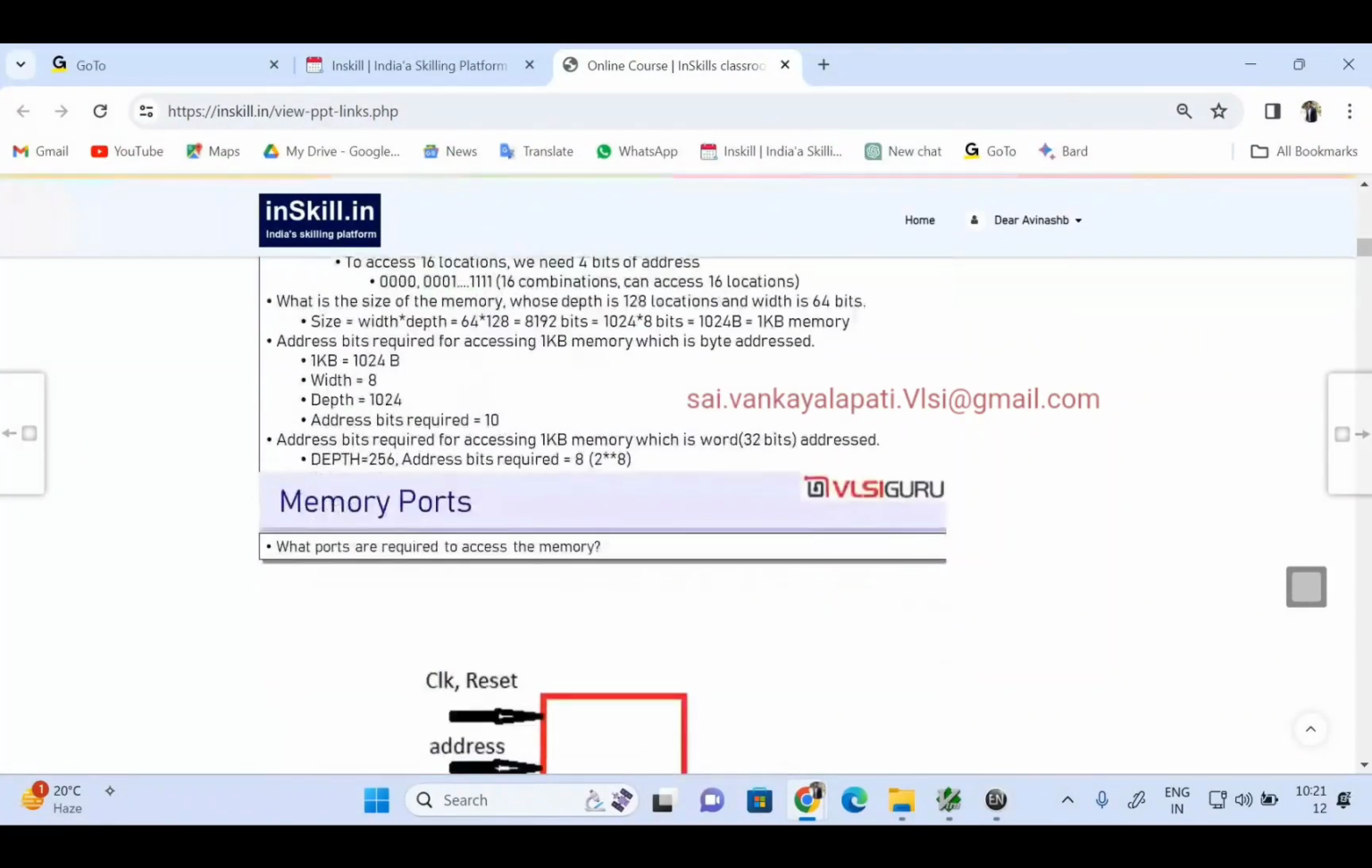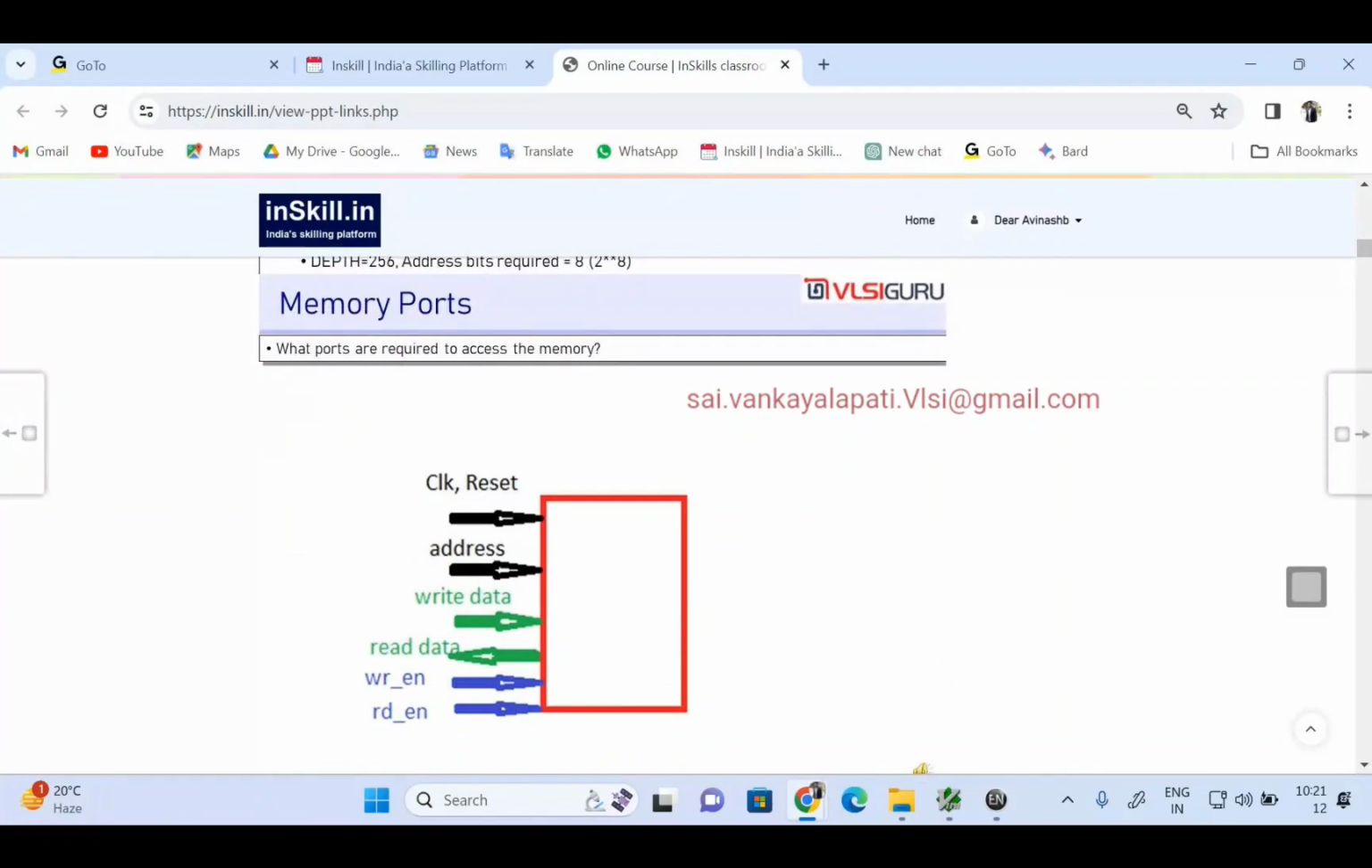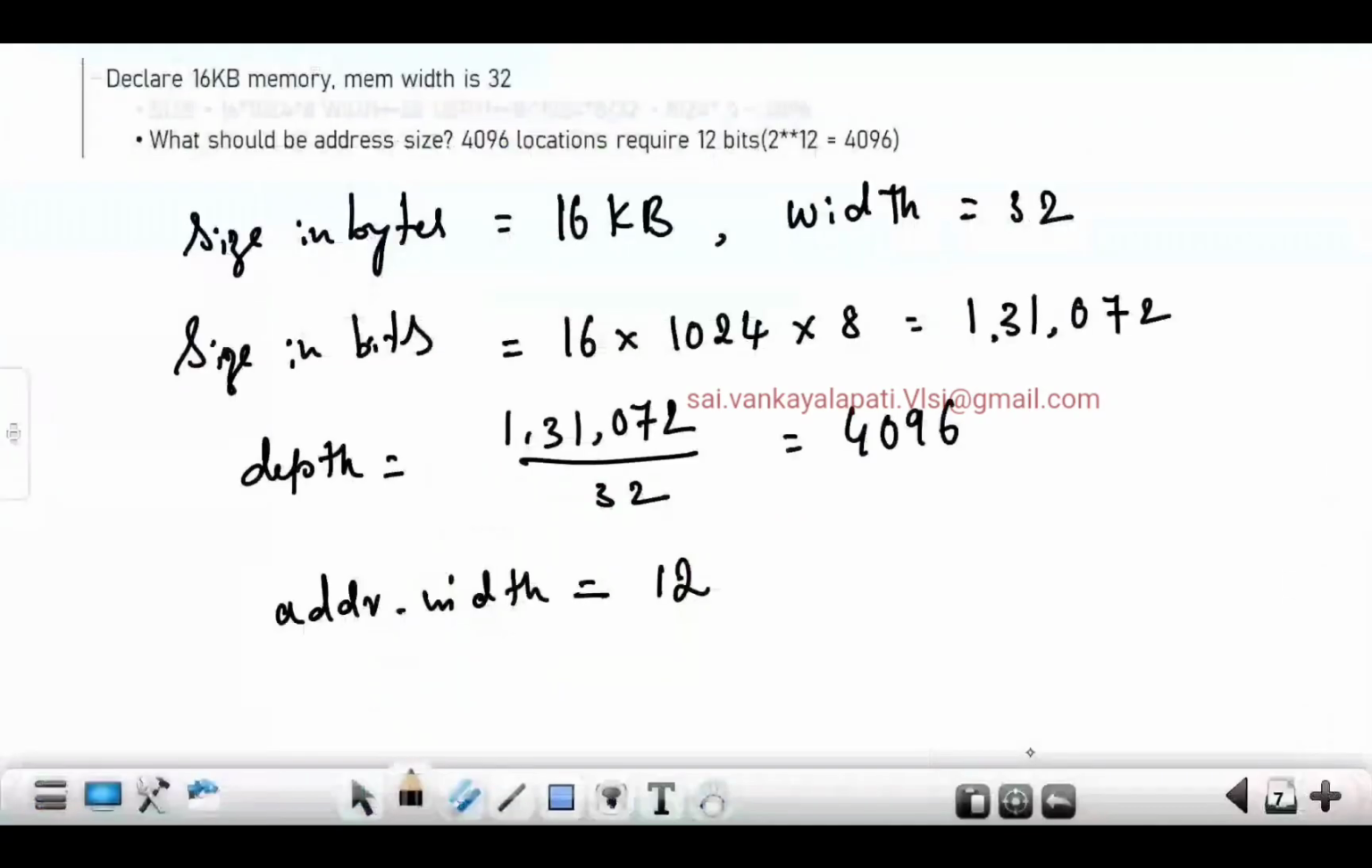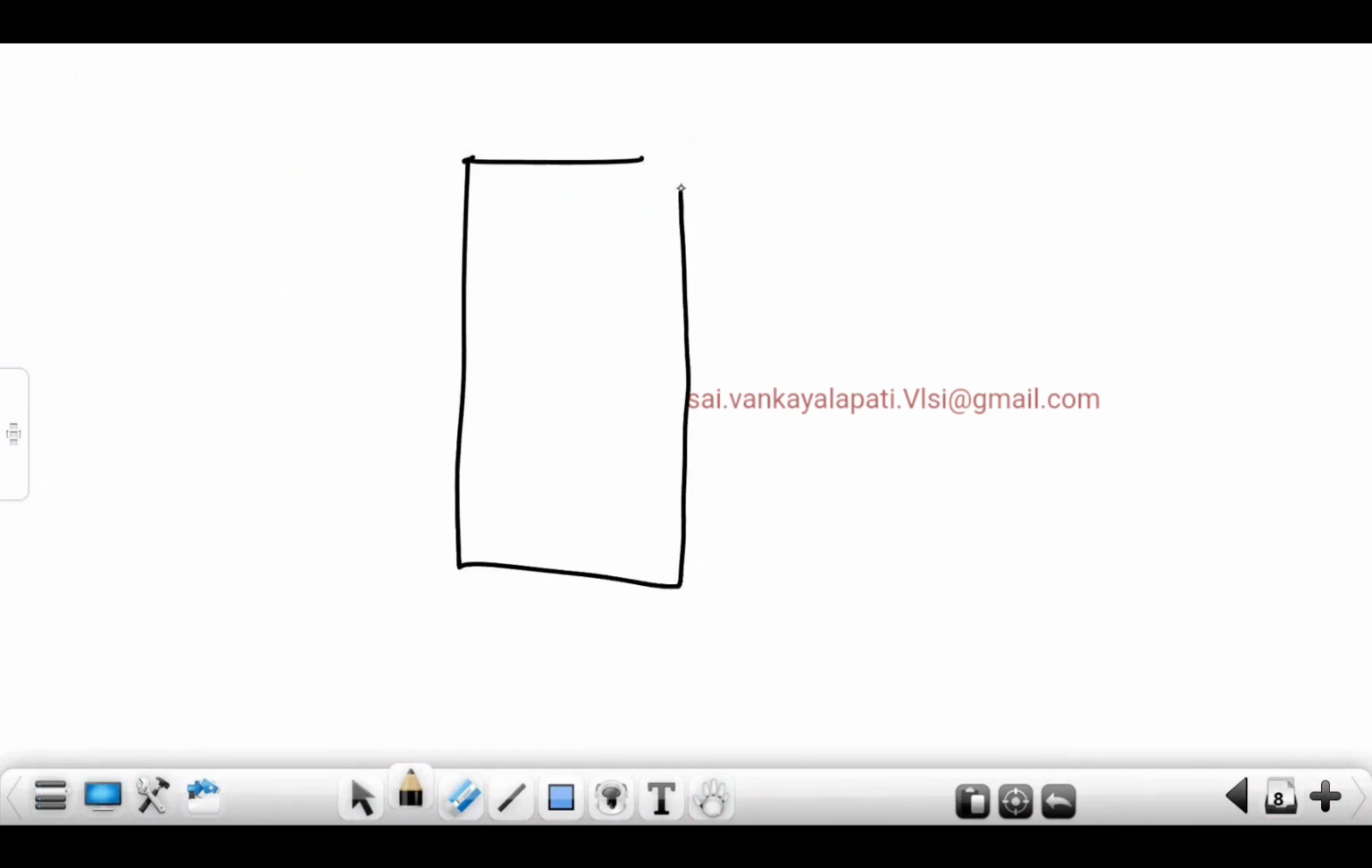Now let us see. Our intention is how to declare the memory. What are the ports to the memory? How many ports will there be in the memory? If I talk about the memory, we understand what is the depth of the memory and what is the width of the memory. If I talk about the memory ports, what could be the ports to the memory?